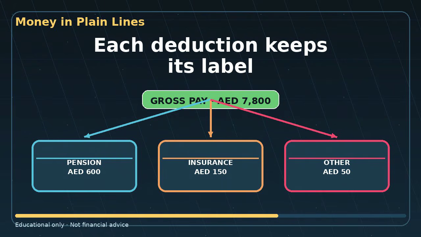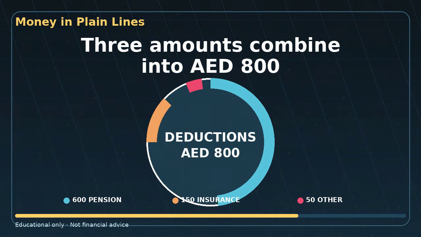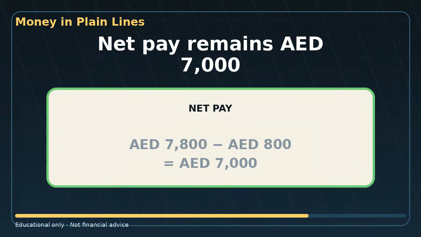A stacked tower reconciles the whole payslip. The green net pay section is AED 7,000 and the orange deduction section is AED 800. Together they rebuild the blue gross pay label of AED 7,800. This is a useful consistency check. The parts after classification should add back to the starting gross figure. If they do not, a missing line, adjustment, or reading error may need investigation.